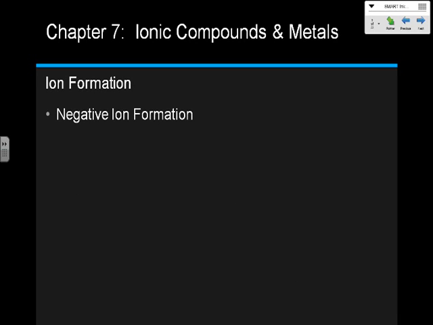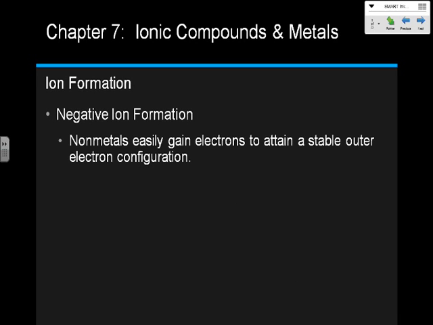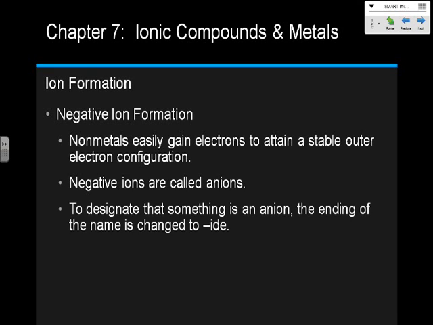Now, let's look at negative ion formation. Nonmetals easily gain electrons to attain a stable outer electron configuration. So they want to take in electrons so that they can get happy and have that 8 on their outer layer. Negative ions are called anions. To designate that something is an anion, the ending of the name is changed to -ide. So for example, chlorine, once it becomes a negative ion, we call it chloride.